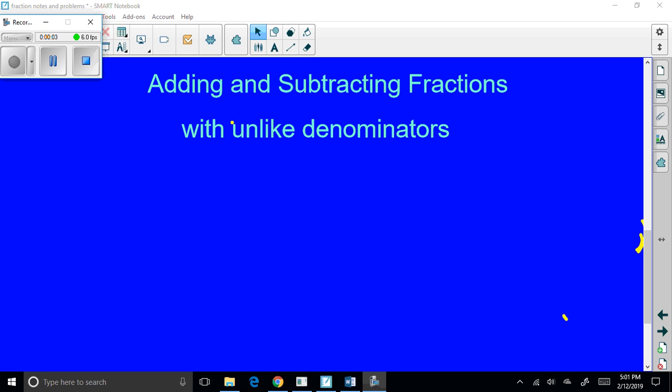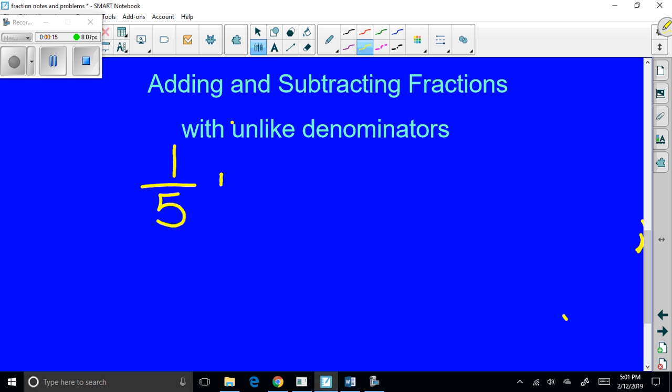Adding and subtracting fractions with unlike denominators. Unlike denominators are denominators that are different numbers. So, in the case of 1/5 plus 1/6, 5 and 6 are unlike denominators.